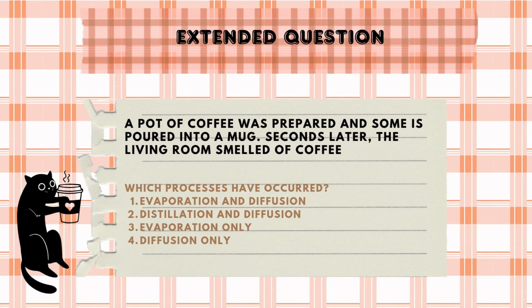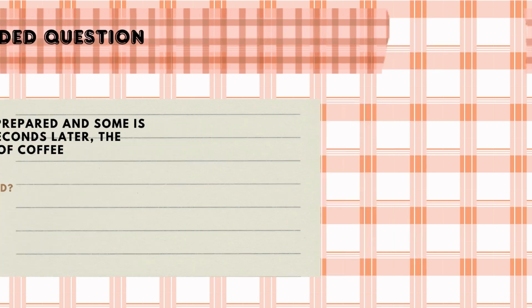Ooh, we have an extended question here. Don't worry, it's just the name. Extended only means when the things you have learned in books are applied in real life. For example, we have a pot of coffee that was prepared and some coffee is poured into a mug. Seconds later, the living room smelled of coffee. Yum. Which processes have occurred?